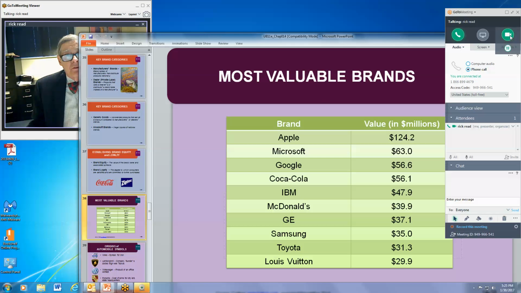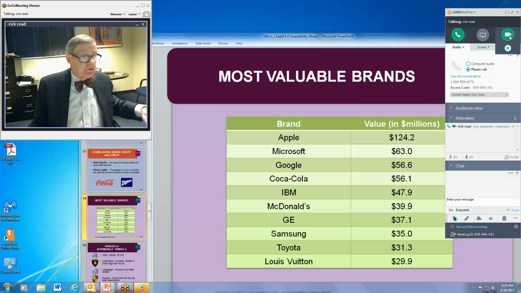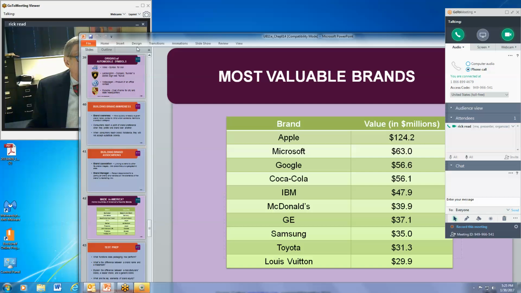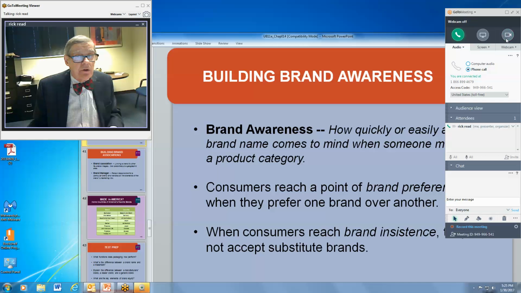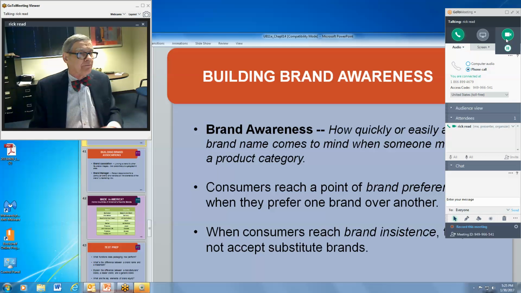Now this just gives you a little thing about the most valuable brands in the United States. We're not going to spend any time on this, but it's something that is interesting. Brand awareness is something that companies try to do. They try to build that because you want people to have good recall and recognition of the brand.